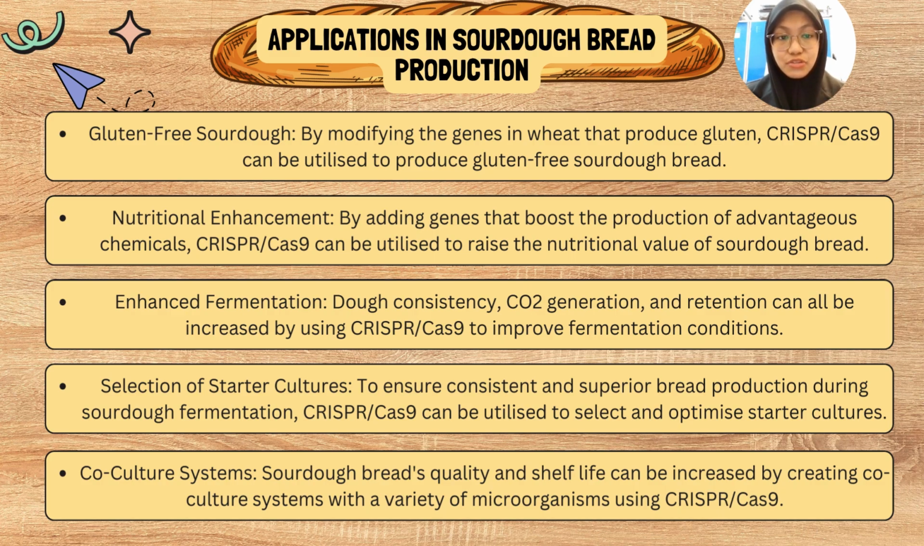Dough consistency, CO2 generation, and retention can all be increased by using CRISPR or Cas9 to improve fermentation conditions. Fourth, selection of starter cultures. To ensure consistent and superior bread production during sourdough fermentation, CRISPR or Cas9 can be utilized to select and optimize starter cultures. And the last one is co-culture systems. Sourdough bread's quality and shelf life can be increased by creating co-culture systems with a variety of microorganisms using CRISPR or Cas9.